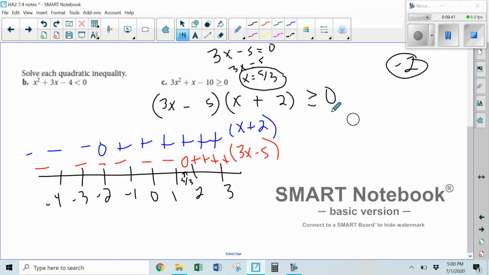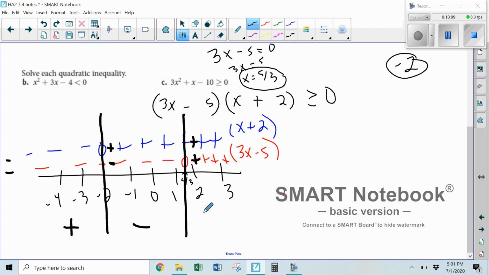Once you're done with both factors, you draw the line at the 0. Now you're going to multiply. Negatives times negatives will always be positive. Positives times negatives will always be negative. Positive times positives will always be positive.